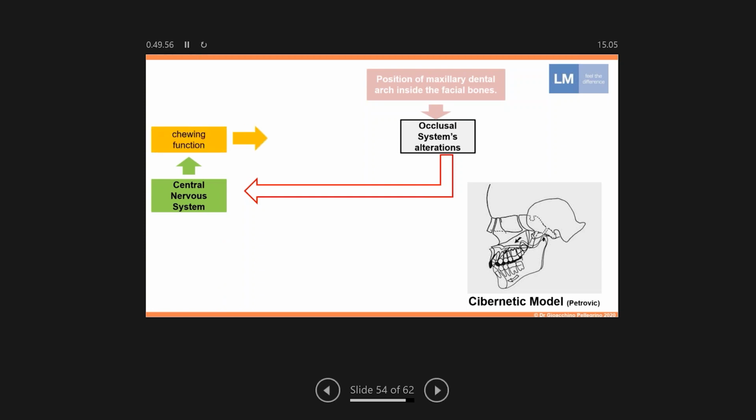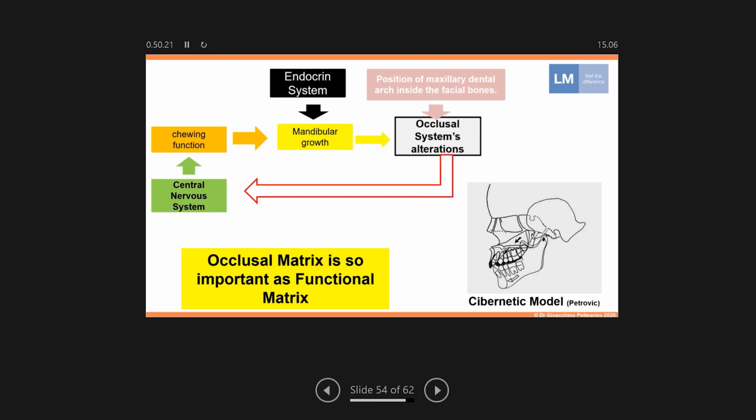In his research, he showed us that the endocrine system is really very important for mandibular growth. And it is very important to remember all the information coming from the genetic structure. But in this system, the occlusal matrix is as important as the functional matrix. The relationship in which the teeth will touch each other, in particular during growth, can condition the growth of the whole system.